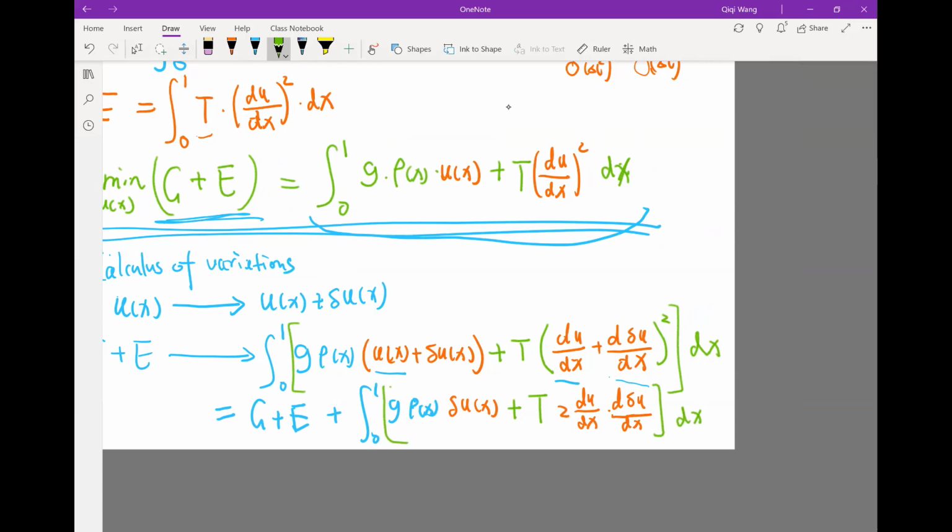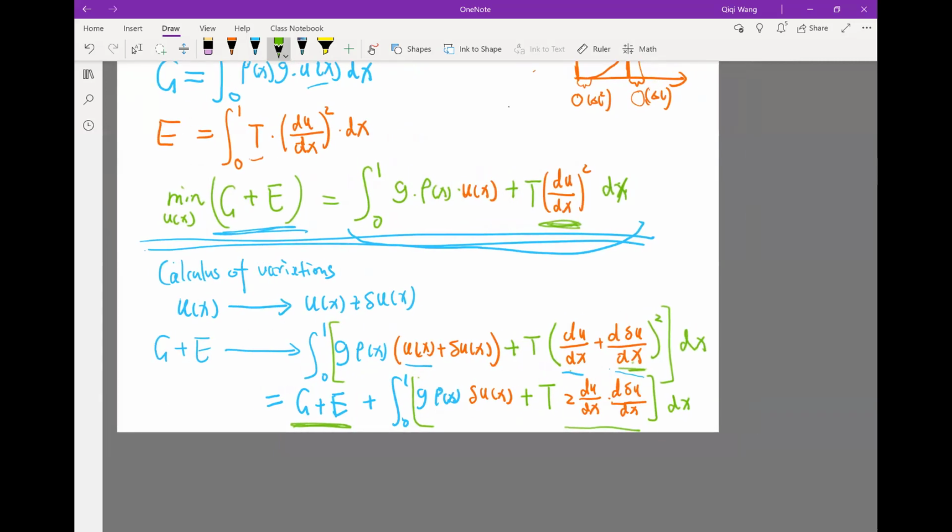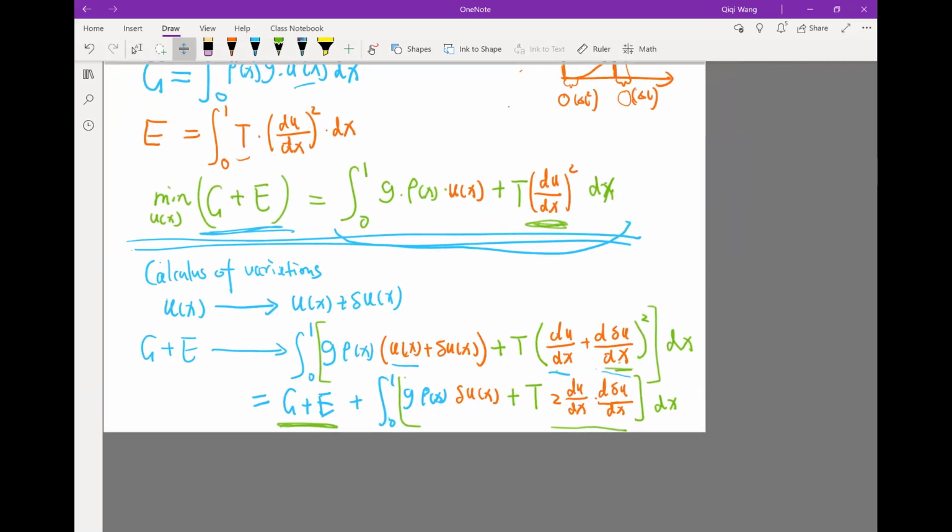So here, I'm basically expanding the square, and du dx squared already is here, so that gets lumped into g plus e. And the square of the delta u term is neglected, so the only thing we are left with is the cross term, 2 times du dx times d delta u dx. Okay, let's continue.